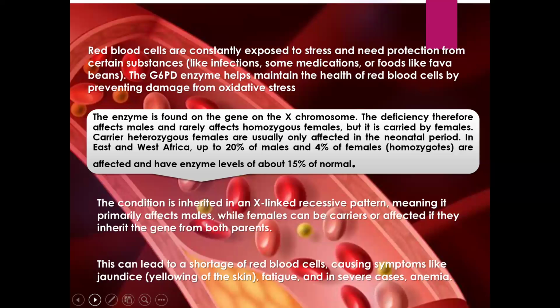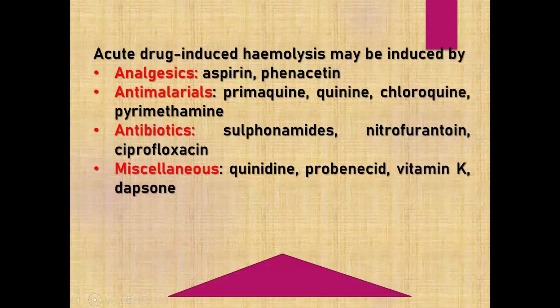This condition can lead to a shortage of red blood cells, causing symptoms like jaundice, yellowing of the skin, fatigue, and in severe cases, anemia. The following are drugs that can induce hemolysis in persons with this type of condition. Remember, we're talking about oxygen-reactive species. Analgesics such as aspirin, phenacetin, the antimalarials like primaquine, quinine, chloroquine, and pyrimethamine. Then antibiotics such as sulfonamides, nitrofurantoin, and ciprofloxacin can also induce this condition. That is why most of these drugs are contraindicated in patients who have G6PD deficiency. Other drugs like probenecid, vitamin K, and dapsone also would lead to hemolysis in this group of people who have G6PD deficiency.